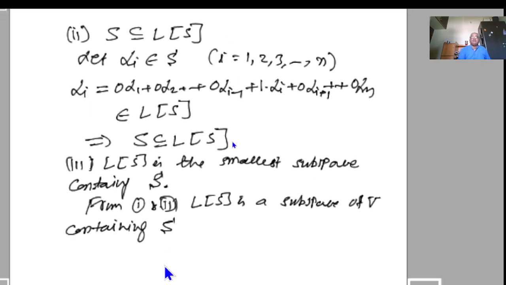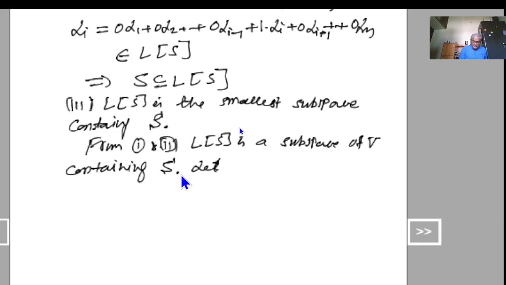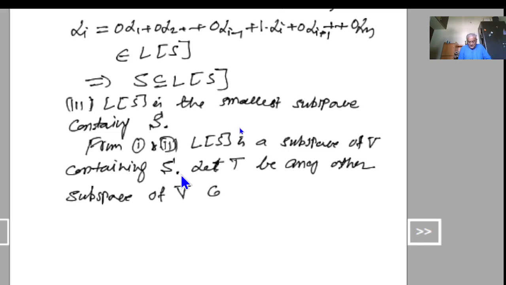From 1 and 2, L of S is a subspace of V containing S. We have to prove that L of S is the smallest subspace of V containing S. For that, let T be any other subspace of V containing S.